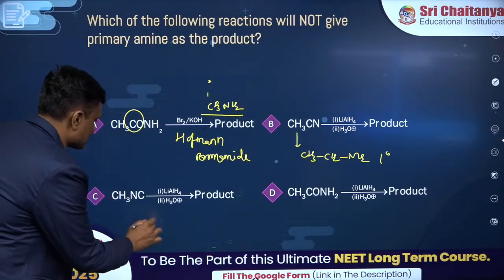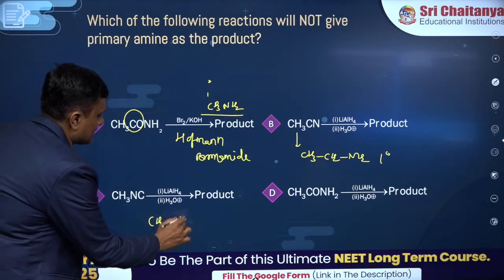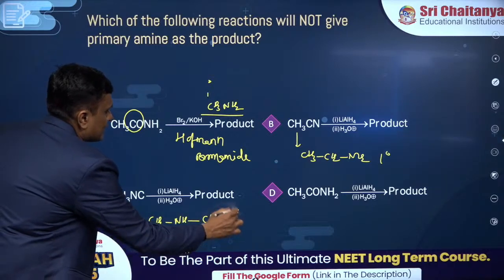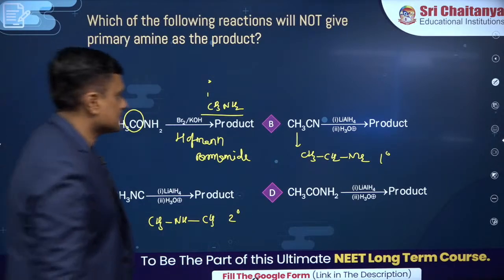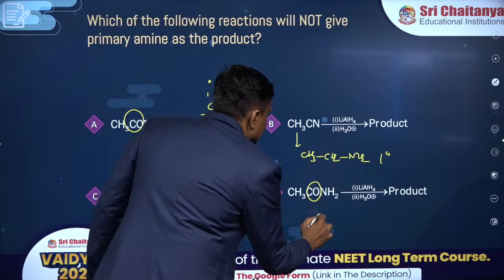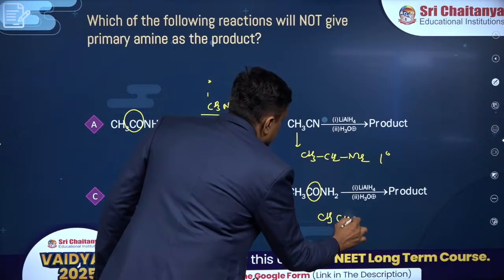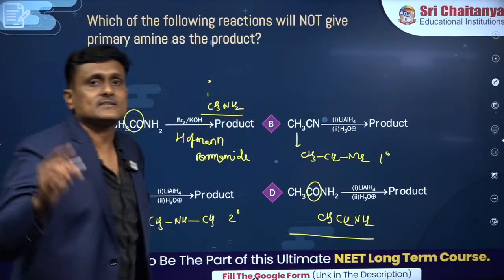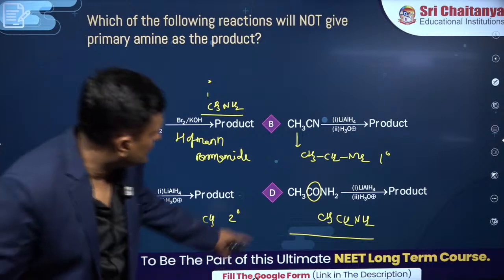Isocyanides, you know that nitrogen is in the middle, no? You got secondary amine. And lastly, lithium aluminum hydride on this will give you a primary amine. Remember, this is not going to give you alcohol, unlike the esters. This is going to give you primary amine.